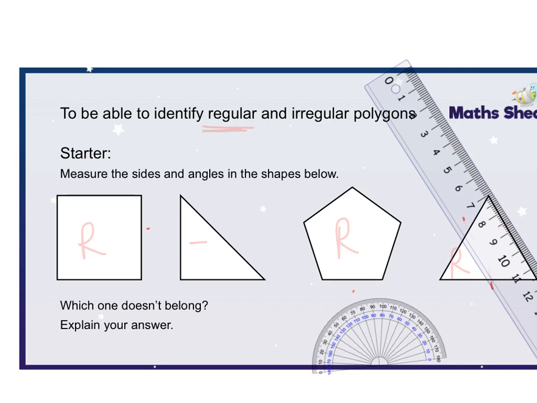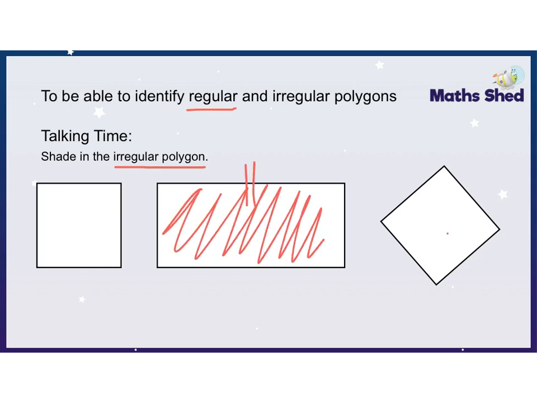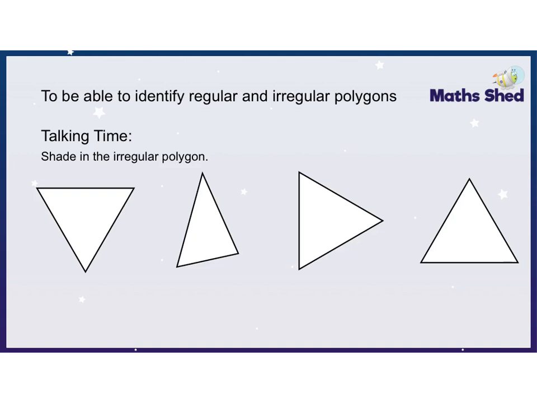Whereas this one is irregular because all the sides are not the same length and the angles are not the same either. So this one says shade in the irregular polygon. This is the vocabulary we need to know. Regular: all the angles and all the sides are the same. I know that it's not going to be the square, and this is another square here just turned on its side, so I would shade in this rectangle. Why? Because these 2 sides are the same, these 2 sides are the same, but they're not all the same. It's irregular.